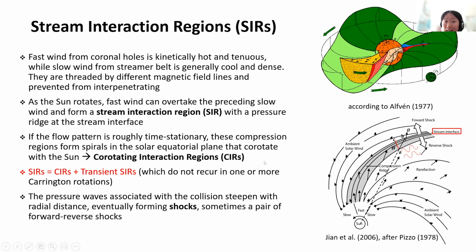Now about the large scale interactions in the solar wind. The first one is the stream interaction between the slow and fast wind, and they include the corotating interaction regions and the transient ones, which do not reoccur in one or more solar rotations. And when the compression is strong enough, they can form shocks. About a quarter of them form shocks at 1 AU, although it's more often at a greater distance.